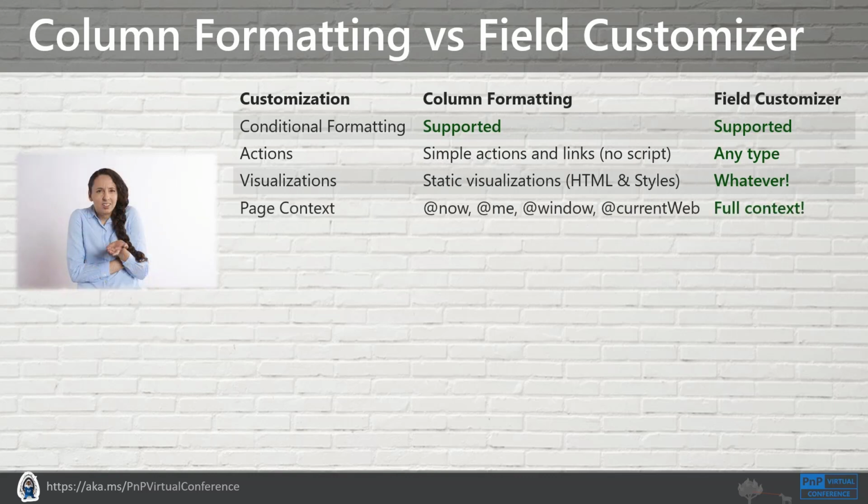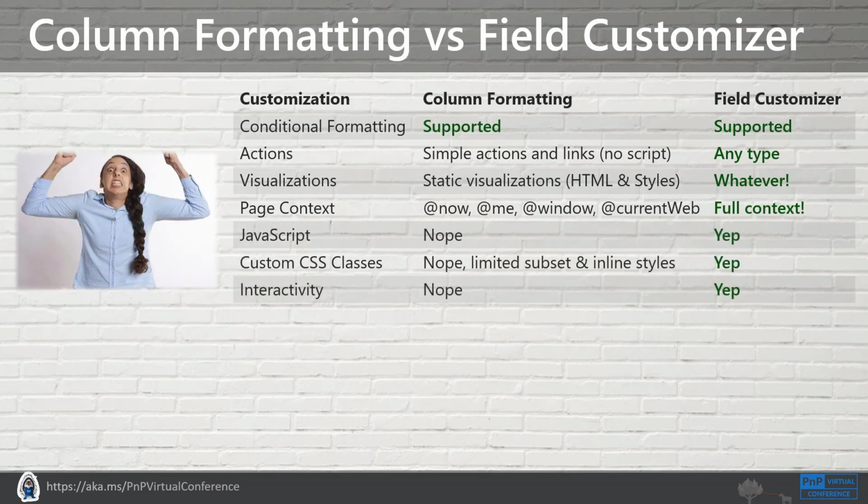Page context: you've got some page context with column formatting, right? So you've got the now, me, window, current web. With field customizer, you're going to have the full context. So if you want to get extreme details about the list you're on, the view ID, all that kind of stuff, you're going to want to go field customizer. JavaScript, nope for column formatting. Custom CSS classes, nope. Interactivity, nope, outside of some minor actions you can run, right? Field customizer, yep.